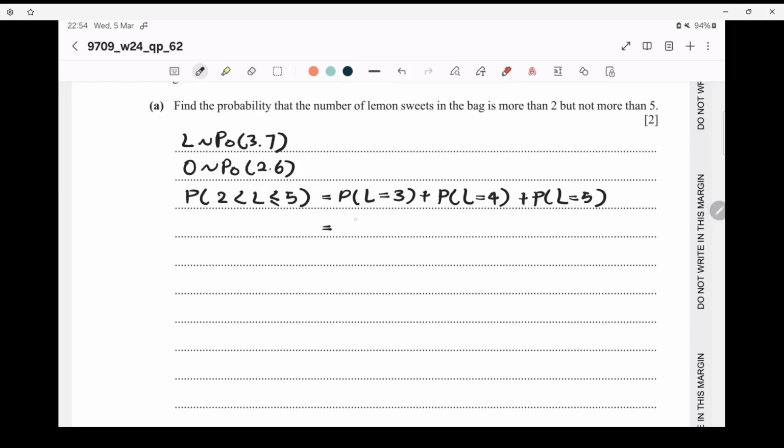Or I can write it down for you, so it's e to the minus 3.7 times 3.7 to the power 3 divided by 3 factorial, plus 3.7 to the power 4 divided by 4 factorial, and 3.7 to the power 5 divided by 5 factorial. So calculate that, you should get 545.